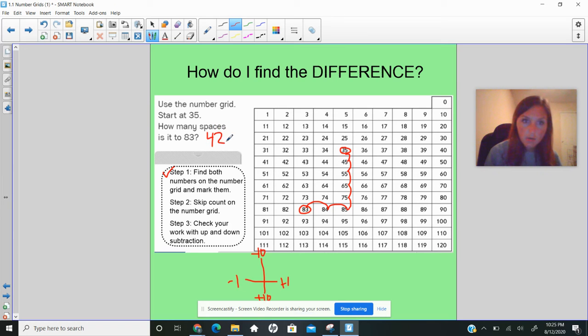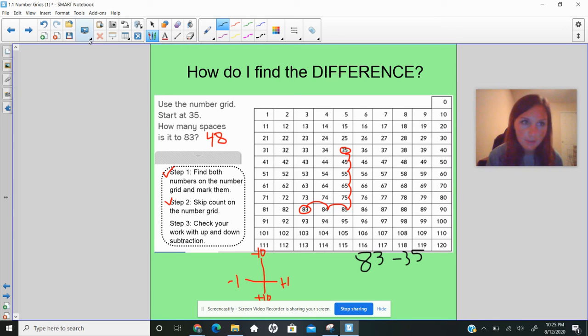48. Now, I skip counted, but I want to check to make sure I counted correctly. I want to make sure I didn't make a mistake. So step 3 says check your work with the up and down subtraction. I see so many times students writing like this. I see students going, all right, 83 minus 35.